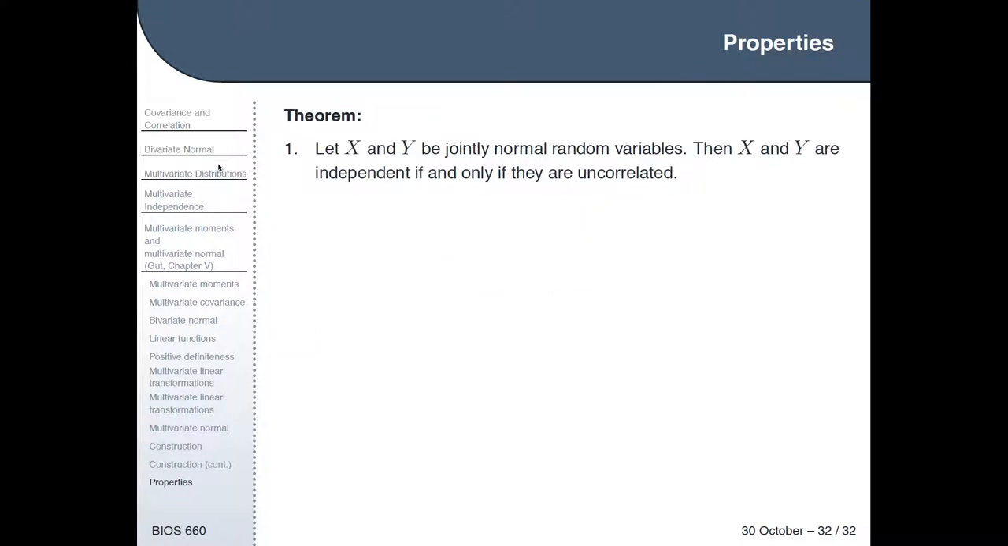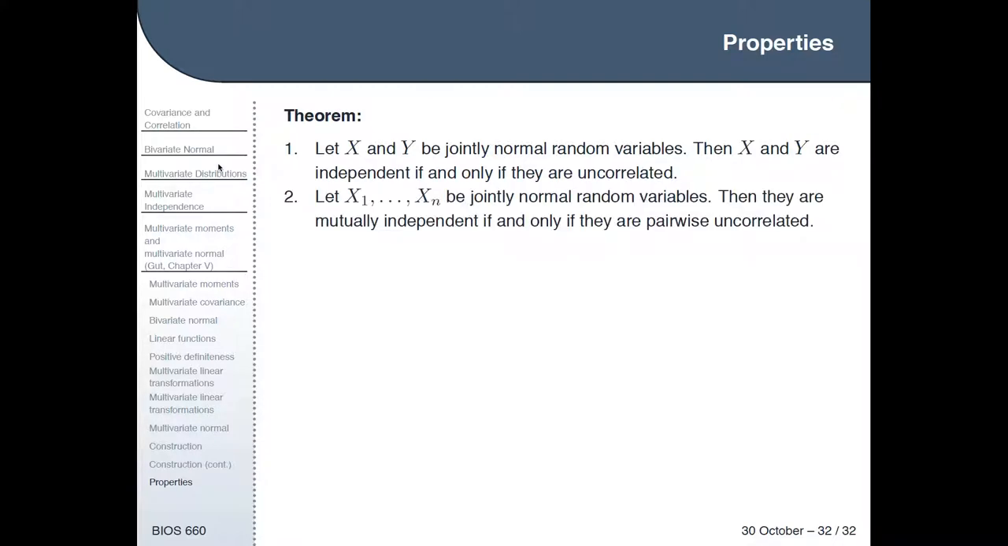So, some properties of the multivariate normal distributions. If x and y are jointly normal random variables, then x and y are independent if and only if they are uncorrelated. As in the example I gave earlier in class today, in general, independent implies uncorrelated, but the converse is not true. It's possible for two variables to have a correlation of 0 even if they're not independent. But if they're jointly normal, that can't happen. The only way they can be independent is if they're also uncorrelated.